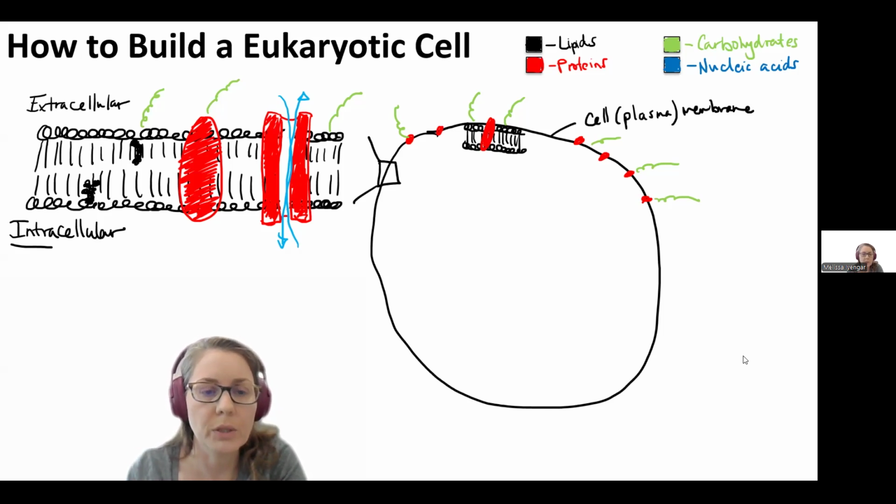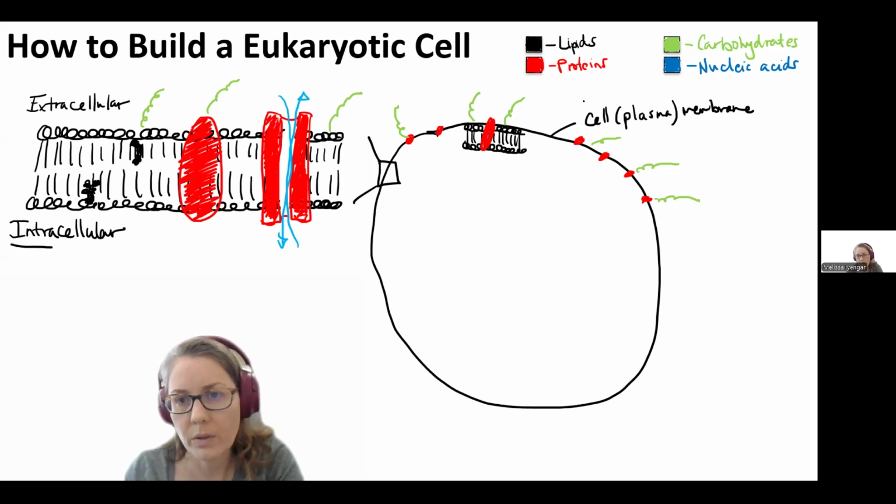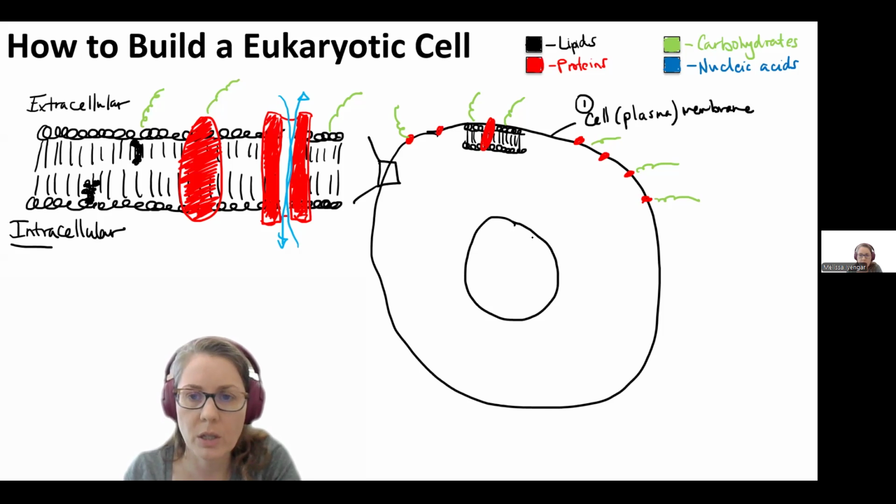What I want to do is finish building the rest of my cell and talk about functions of some of the organelles. So eukaryotic cells, maybe you guys know, eukaryotic cells have to have three important things. One of those things is the cell membrane. Another thing is a nucleus. So here you come in and right in the center, you're going to draw in black because we're made of lipids. We draw a nucleus.